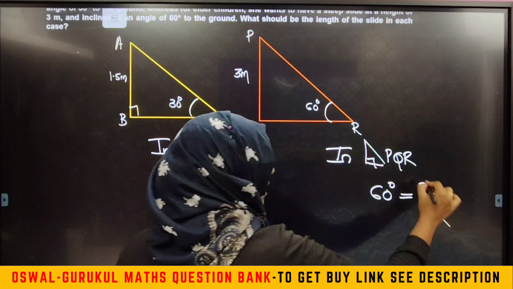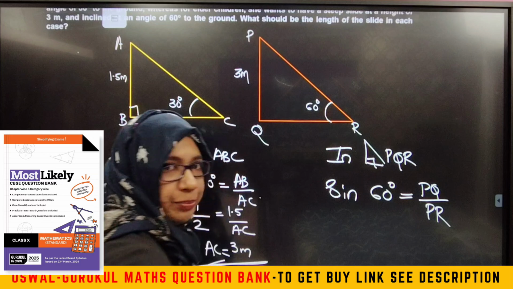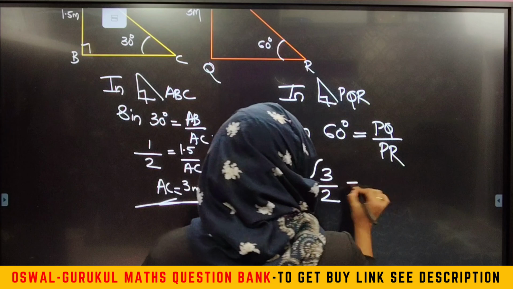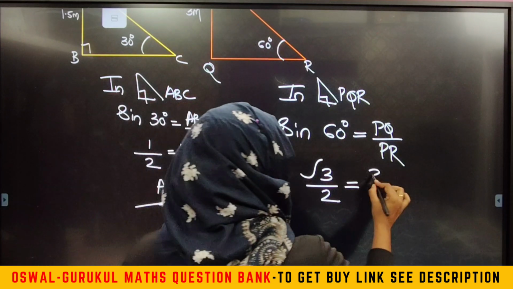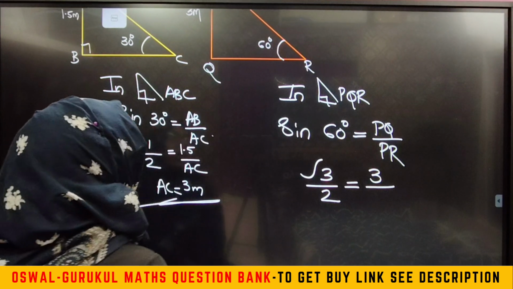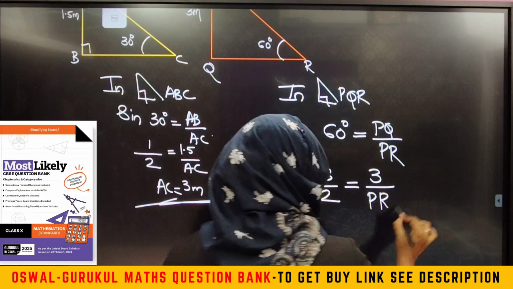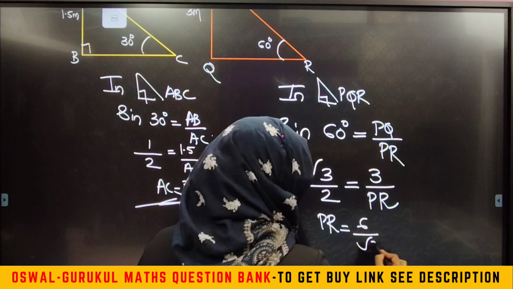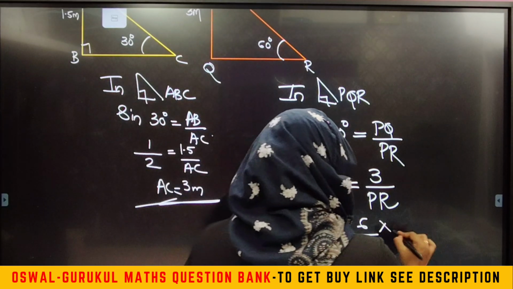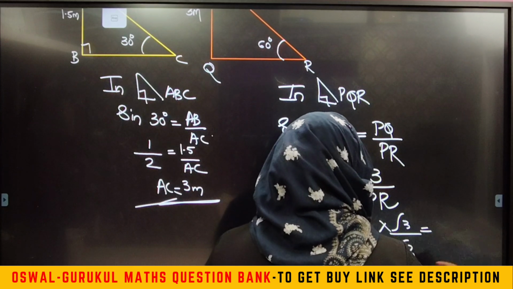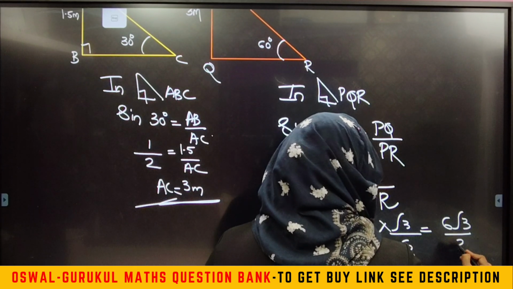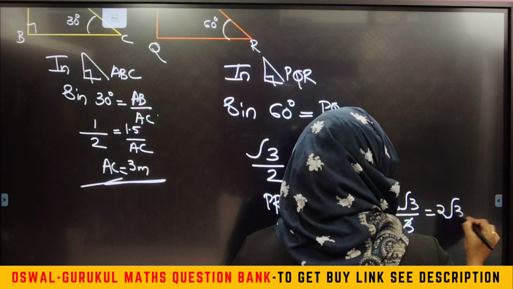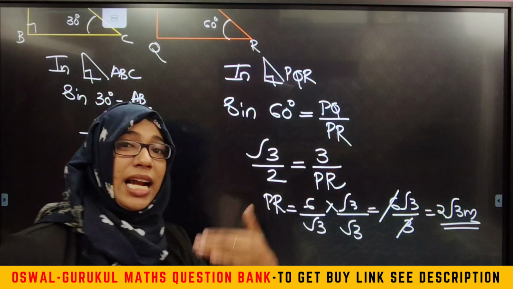So opposite side divided by hypotenuse is given by sine. The value of sine 60 is root 3/2, which is equal to PQ, that is 3 meter, divided by PR. PR we don't know, we need to find the value of PR. So from this I can say PR is equal to 6 divided by root 3. Rationalize the denominator, multiply it with root 3. So you will get 6 root 3 divided by 3, and this 3 and this 6 will cancel, and you will get 2 root 3 meter as the length of the slide for the elder children.